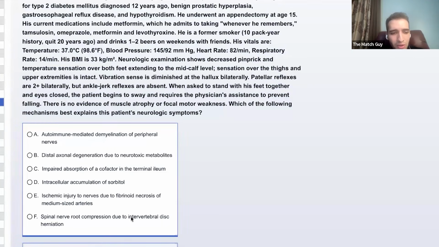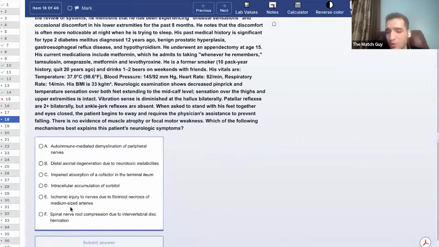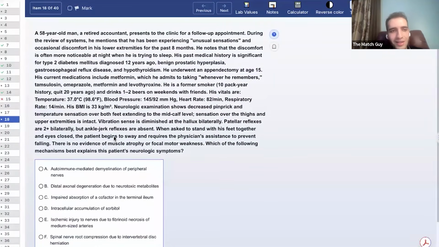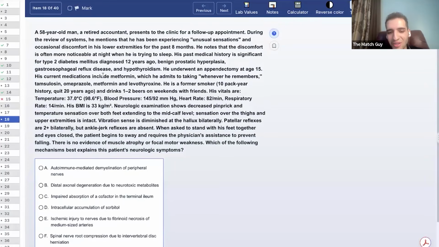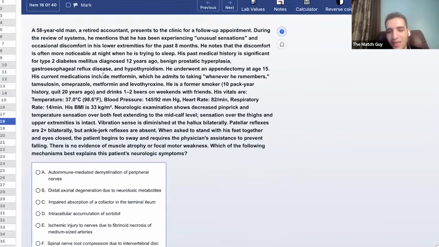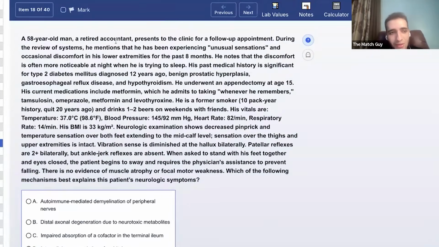Spinal nerve root compression due to intervertebral disc, so they're asking about neurology. I know now it's neurology. And I already know it's neurology because we made the neurology block this long to simulate the exam, because the exam's neurology is extremely long. So let's read it.